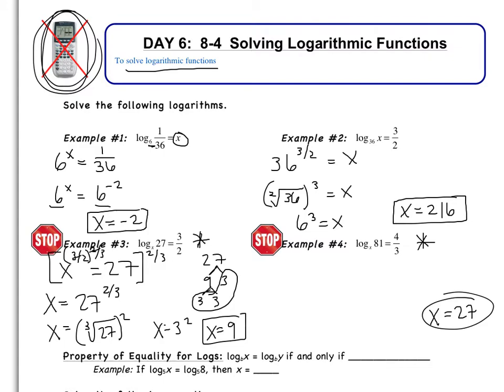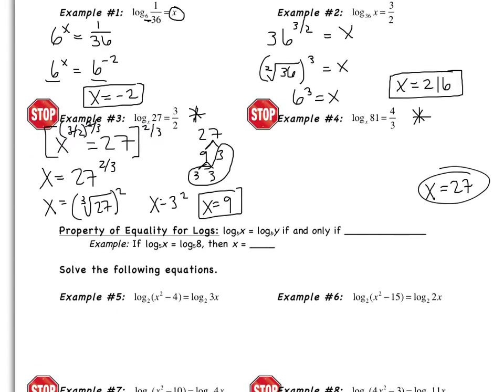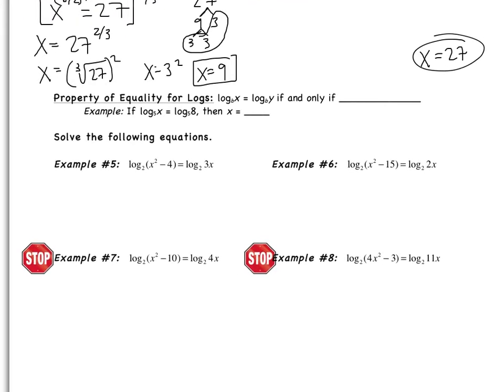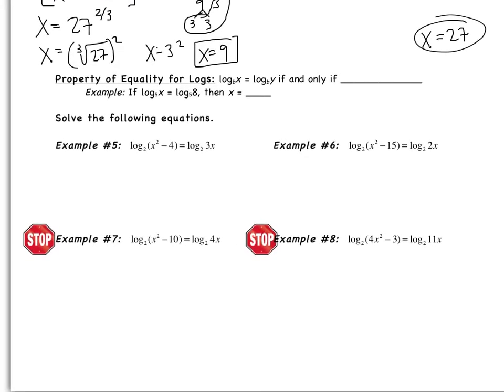We are now going to move on. Okay, so next we're going to be learning about the property of equality for logs. It says log b of x equals log b of y if and only if x equals y, which you probably could have guessed. So what I want to point out here is we have the same base on both sides. We have log base b, log base b. If you have the same base, then the arguments are equal.